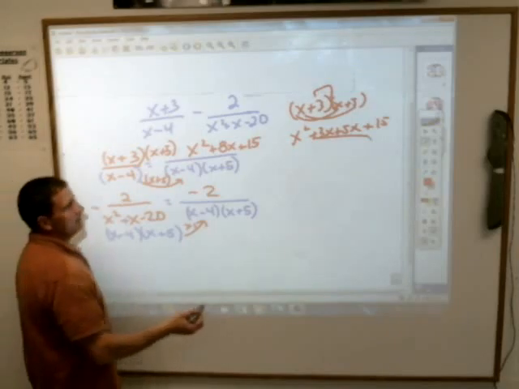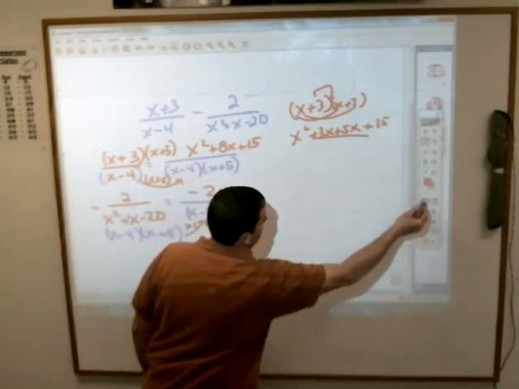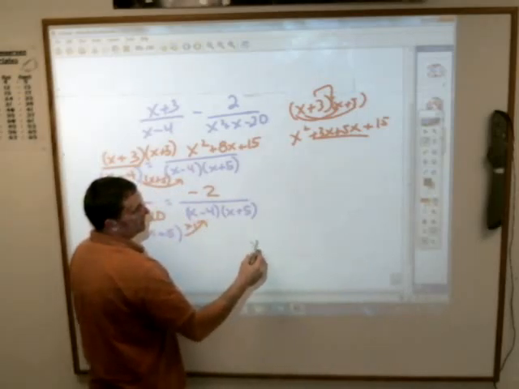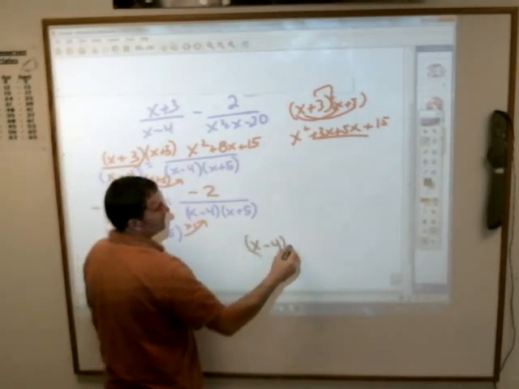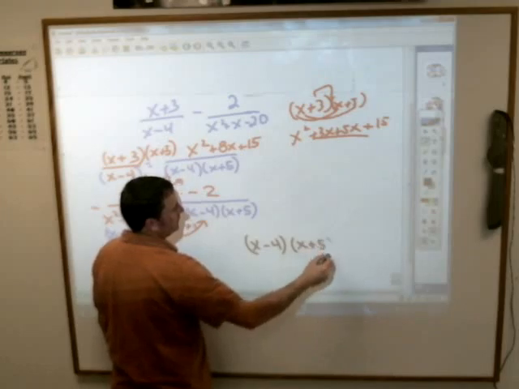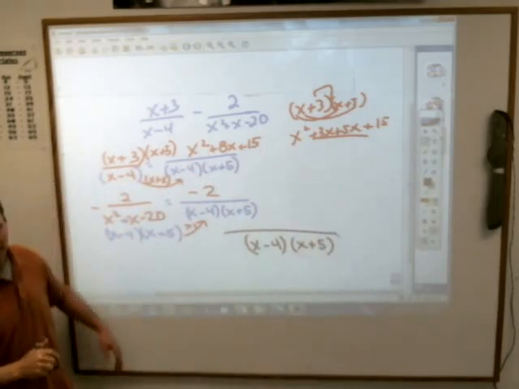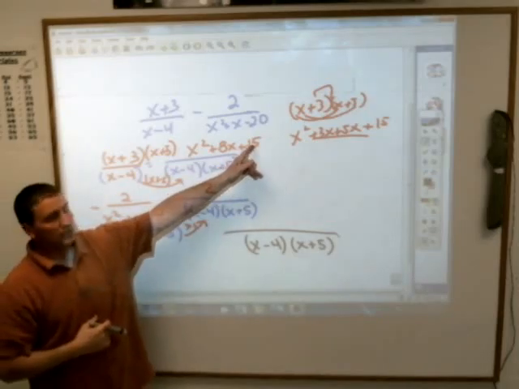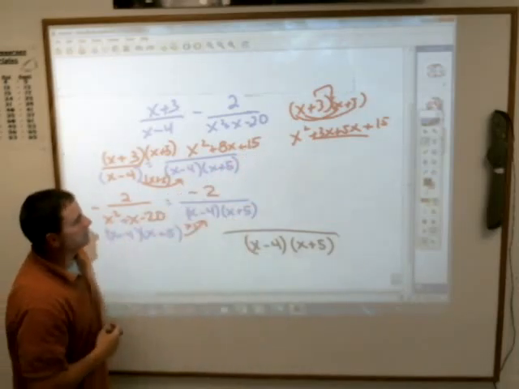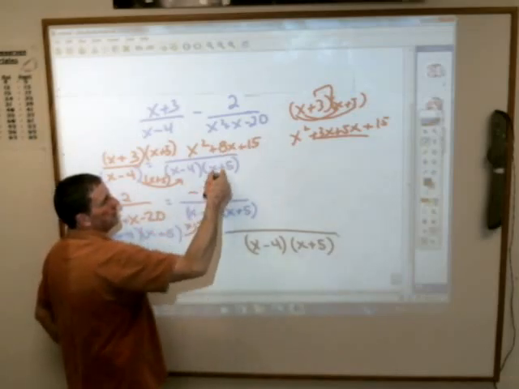Now, I've got my bottom, which is x minus 4 times x plus 5. That's my denominator. On top, I add these two together, and I can subtract the 2 from the 15, because those two are like terms.